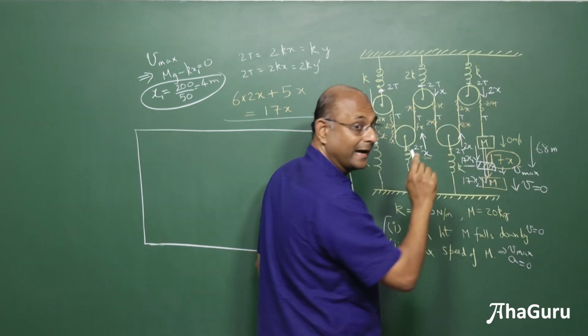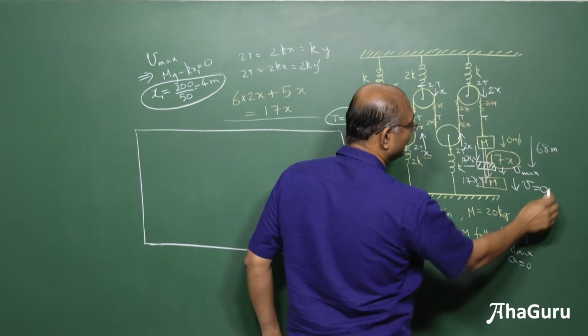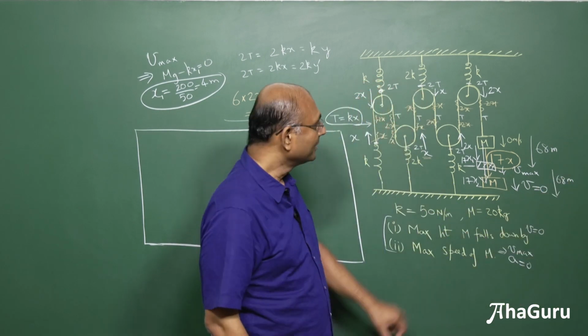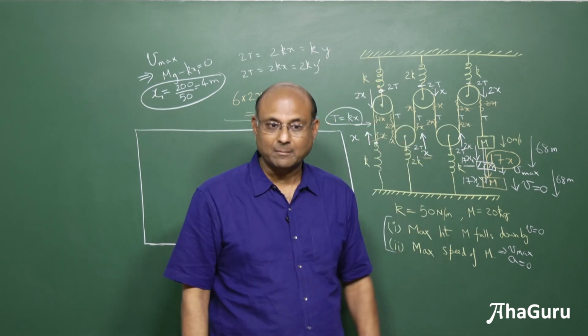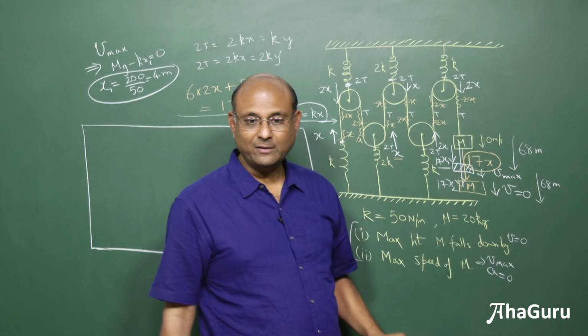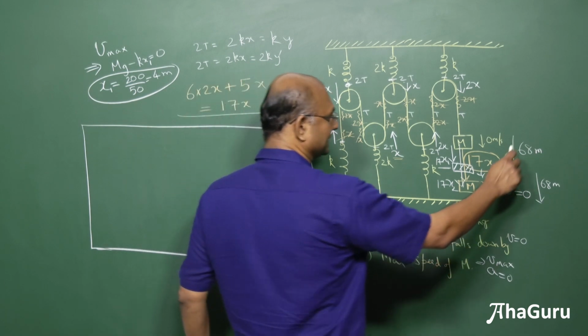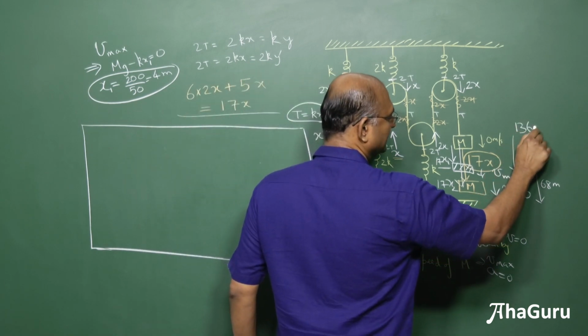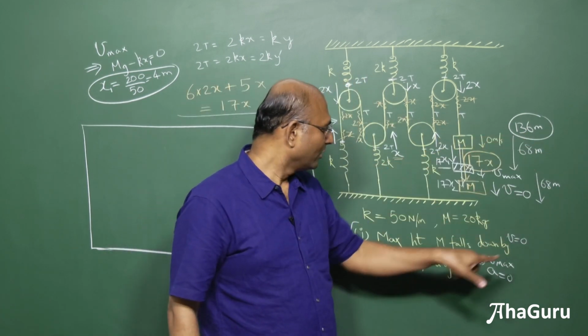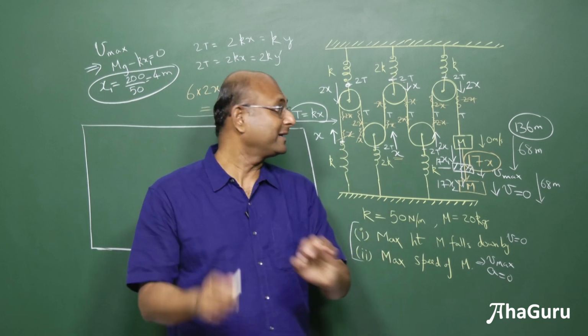I am going to claim that from here to there it will be another 68 meters, because equilibrium is halfway. So that means the total distance it would have come down by is 68 plus 68, which is how much? That is going to be 136, right? Is that right? 120 plus 16 is 136. So I know the answer to the first question is 136.